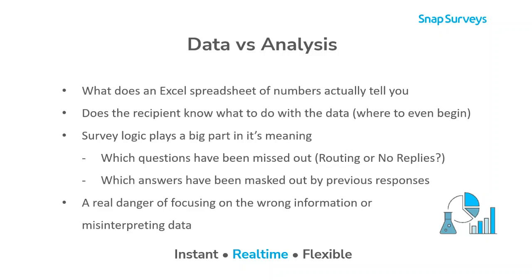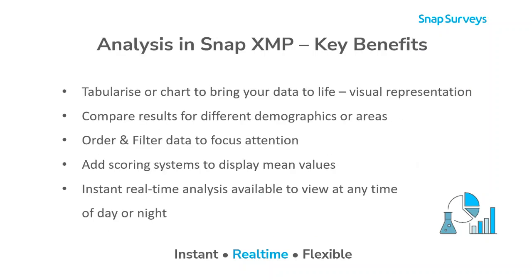Analysis is about drawing out the key information and presenting it in a way that is clear and unambiguous. So what can we do to help? In short, we can tabulize and chart your data, pointing people to the key information. We can use tables and charts to compare results for different areas or different demographics, ordering the data to make it easier to read, and also filtering in and out key areas of focus.